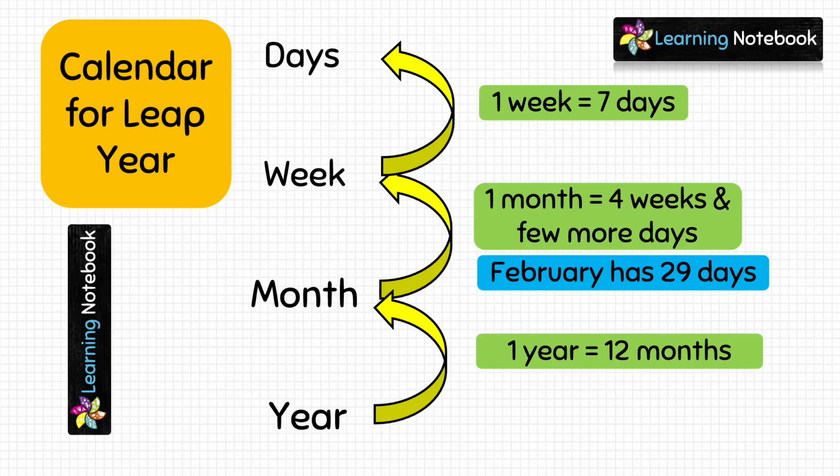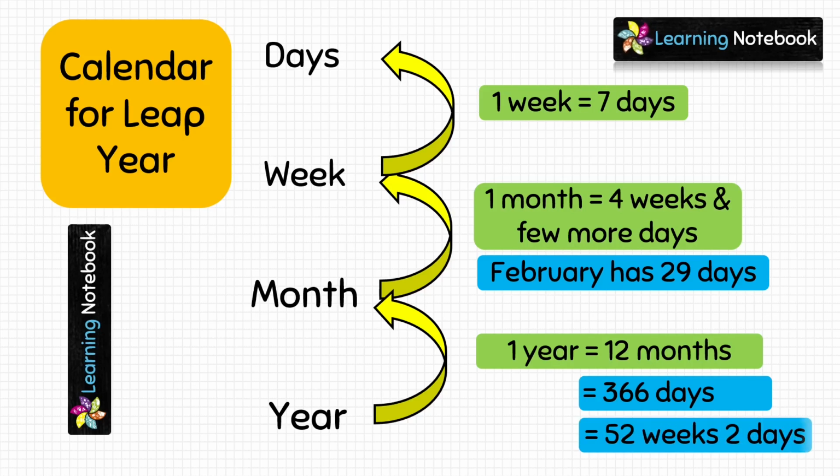So this means one year in the leap year has 366 days. 365 plus 1 day of February equals 366. Or we can say 1 year equals 52 weeks, 2 days. So these are the only changes in the leap year. Everything else remains the same.